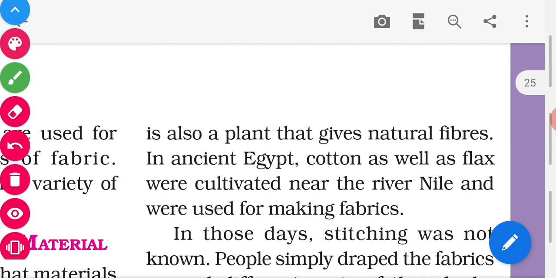But as the knowledge increased, today we have gone to such an extent that we are also making synthetic fibers which are man-made, such as nylon, acrylic, polyester, and we are also using natural fibers.